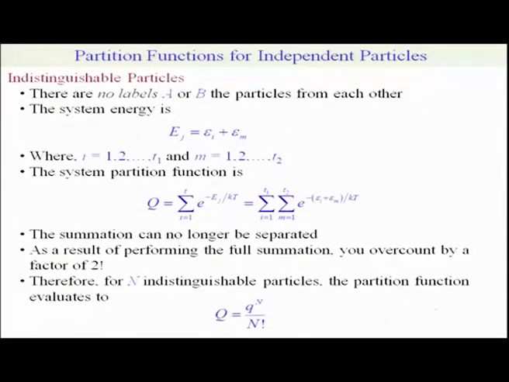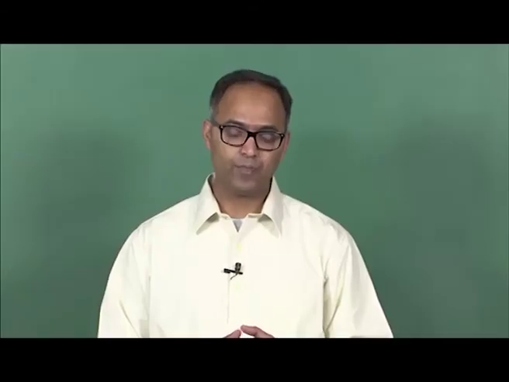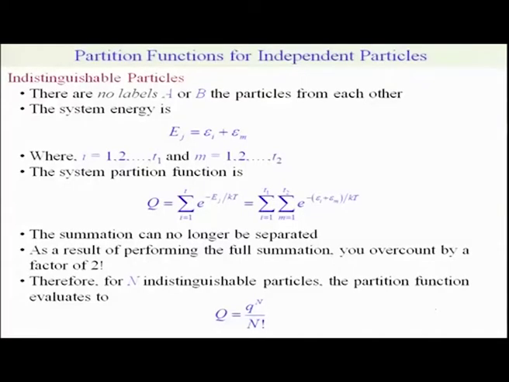Now let us consider the complexity when you cannot segregate, as in indistinguishable particles. So when the particles are indistinguishable, then you cannot put any labels A and B because the particles are not distinguishable. So though the energy of the system will still be like this, you cannot segregate. You can write out this E as this, and here i can also vary from, let us say, 1 to T1 and this 1 to T2, but the summation no longer can be separated.